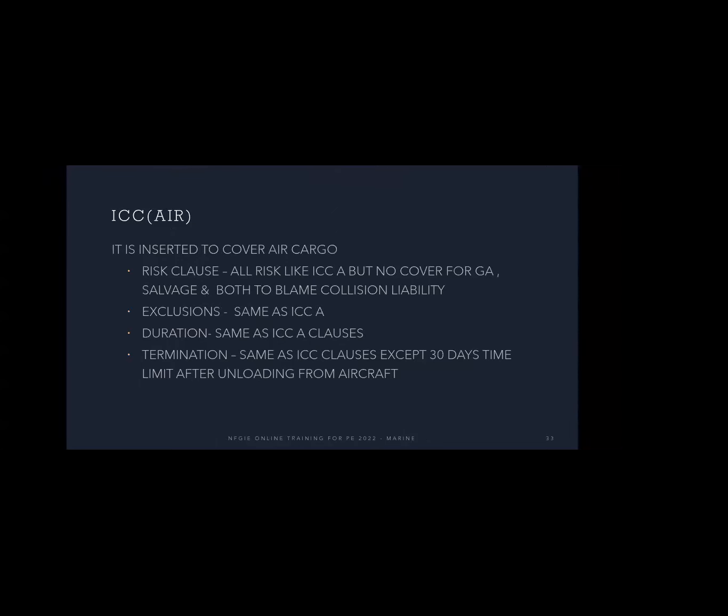Now we'll move on to the ICC Air Clauses. Air Clauses is inserted to cover air cargo, and the risk is similar to ICC A, but there is no coverage for GA, salvage, and both to blame collision liability. If you think about it, there is no concept of GA, salvage, and both to blame in air transport. That's why it is not there. Exclusions are the same as ICC A. Duration is the same as ICC A clauses. Termination is the same as ICC A clauses, except there we have a 60 days limit from the time of discharge from the vessel. Here we have a 30 days limit after unloading from the aircraft.